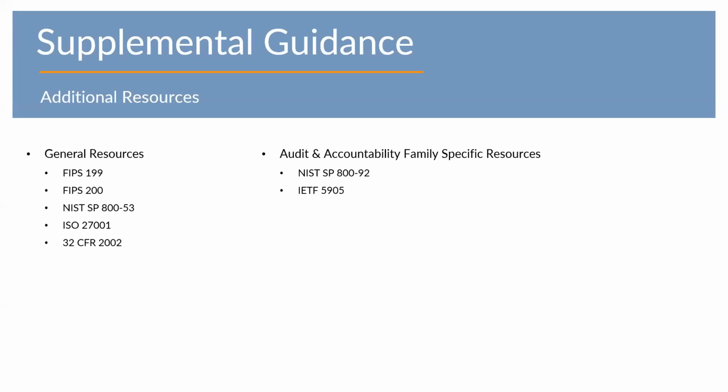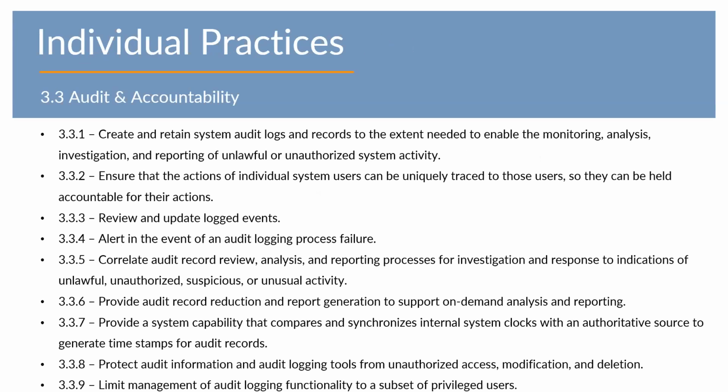So today, when we're talking about audit and accountability, we have the same general resources as always, but a smaller number of additional specific family resources. So it's much easier if you're going to go out there and take a look at what they're asking for and what's expected of you. It makes your job a little bit easier. And we're only covering one family of practices, if you will, so it's a total of 9 different practices or controls, again, whatever you want to call it.